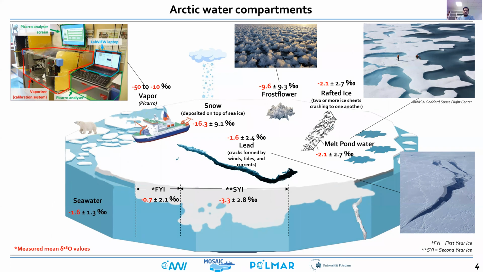You can see the measurements. We deal with a wide range of delta 18O values, with snow as the most depleted compartment, down to seawater and first-year ice as the most enriched ones. In the next slides, I will go through the analytical results of these discrete samples.